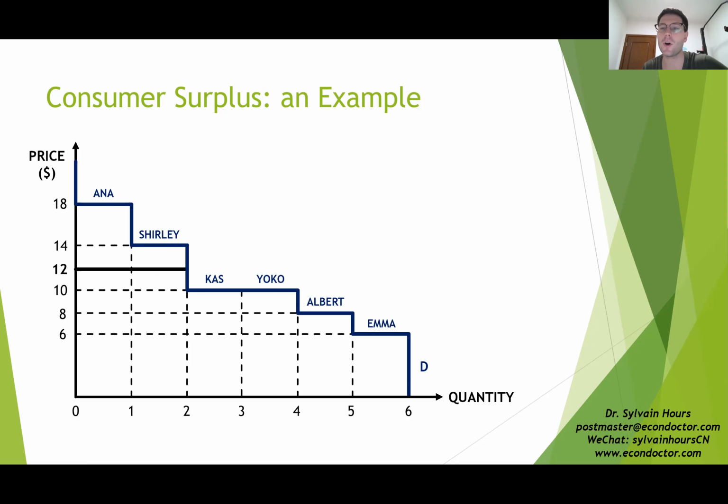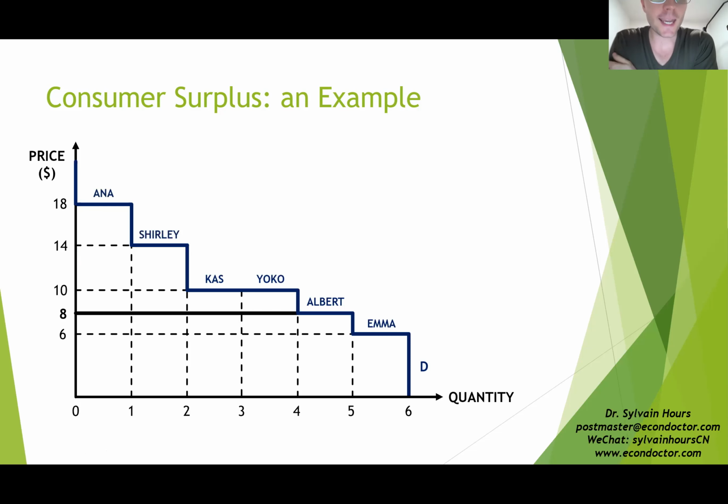The price of 1 hour of music lesson is 12. Well, we can ask ourselves, who's going to buy and who's not going to buy? Only Anna and Shirley are going to effectively demand 1 hour of music lesson per week because their maximum willingness to pay is higher than that. Anna is going to make a consumer surplus of 18 minus 12, so that's 6. And Shirley is going to make a consumer surplus of 14 minus 12. That's 2. So overall, in this market, if the price is 12, the total consumer surplus is $8.